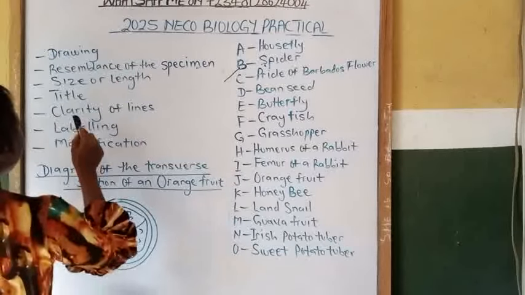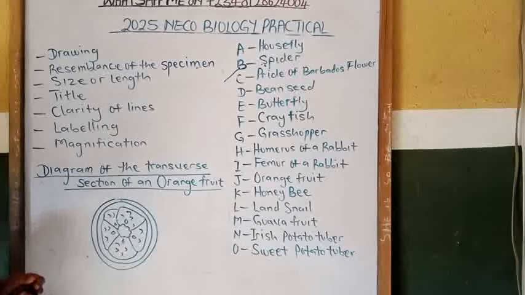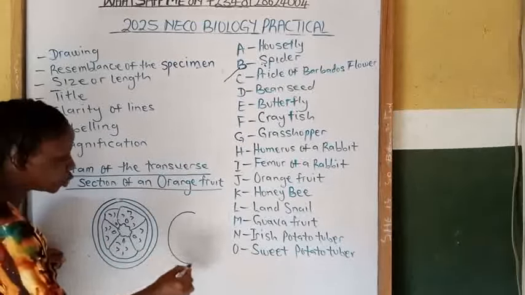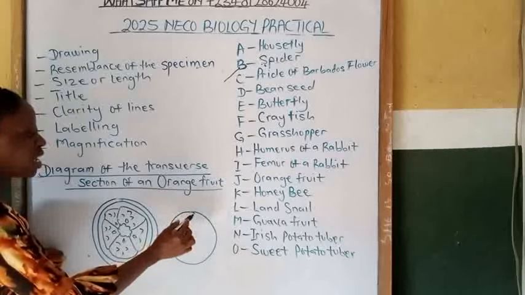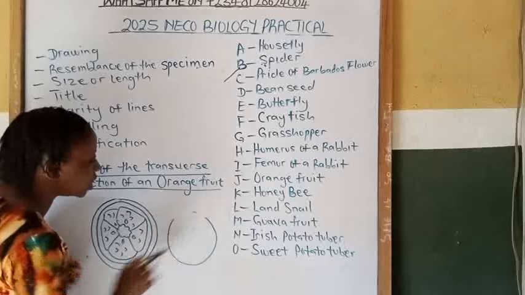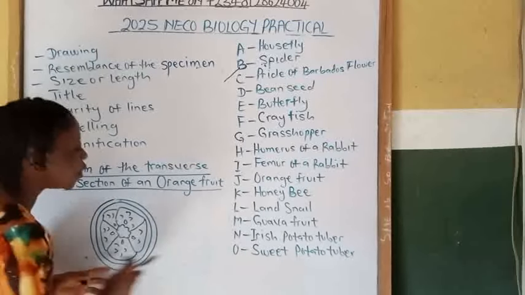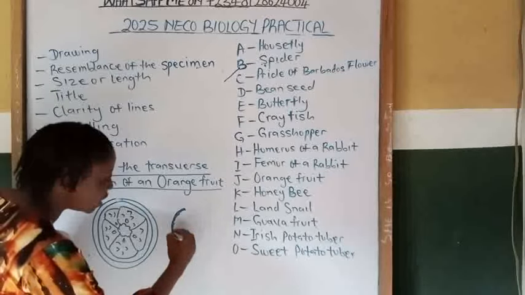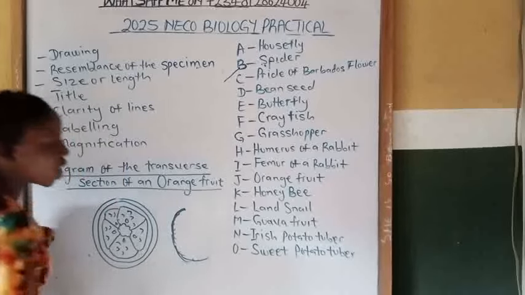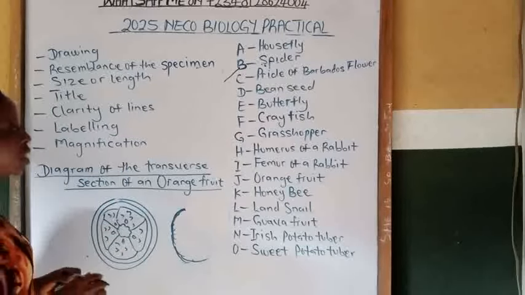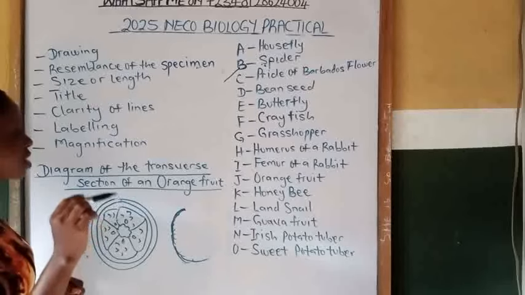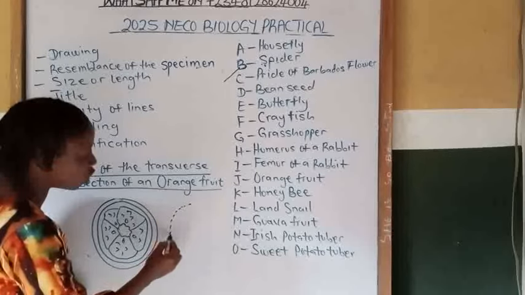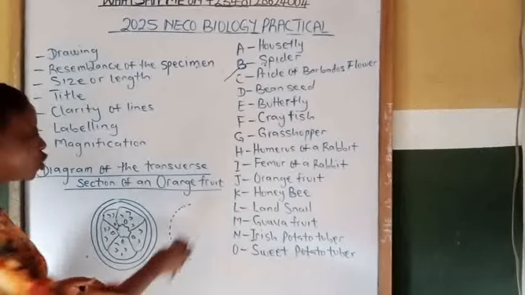So the next one is clarity of lines. Your line, the line of your diagram while drawing, must be very smooth. Then avoid shading the lines while drawing. If you are drawing in this form, it will be too rough. So avoid shading of lines while drawing. Then broken lines are not allowed. So don't use broken line to draw your diagram.